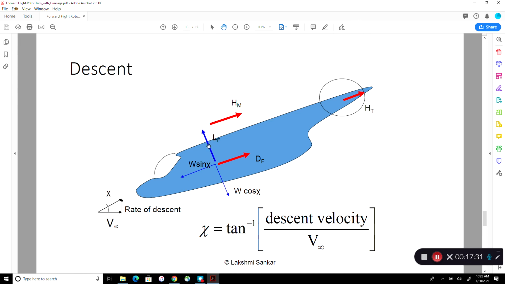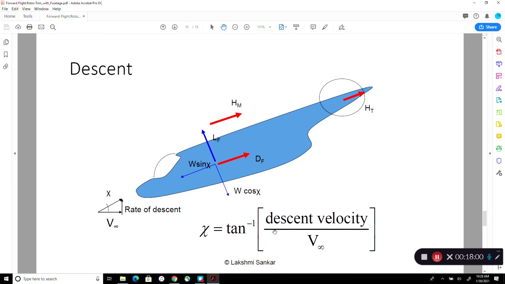You still need a lift from the rotor. Fuselage is producing a small amount of lift. So these terms, we have seen all of these things before. Fuselage is producing drag. This drag is along now the total velocity direction here. Tail rotor is in this direction. Lift of the fuselage is perpendicular to this total velocity vector. This is the H main rotor. Now the rotor is producing some thrust.